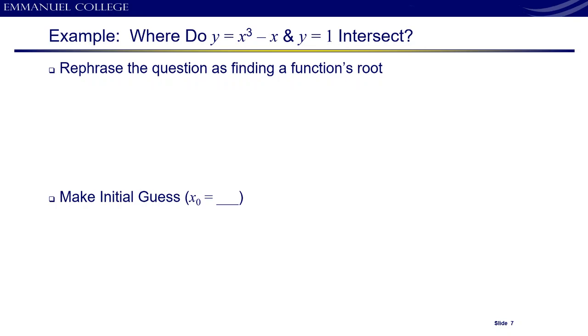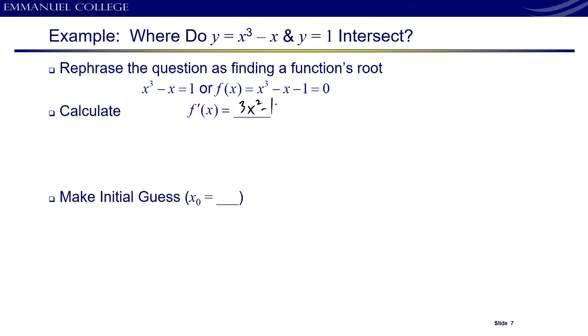So again, if you want to know where x cubed minus x equals 1, or intersects with the line y equals 1, you rephrase the question. And then you take the function that you're trying to find the root for, and you make that your function for Newton's method. So our derivative is 3x squared minus 1.